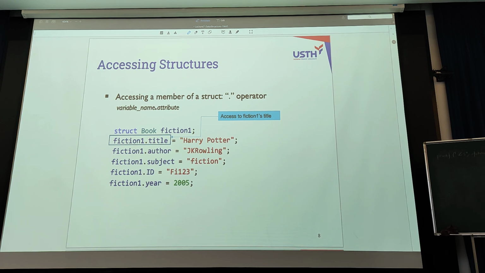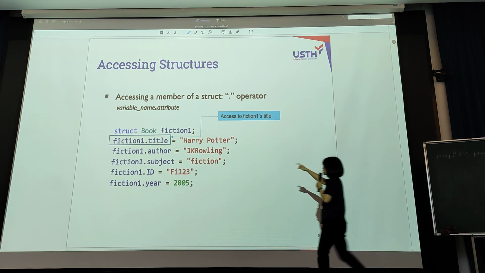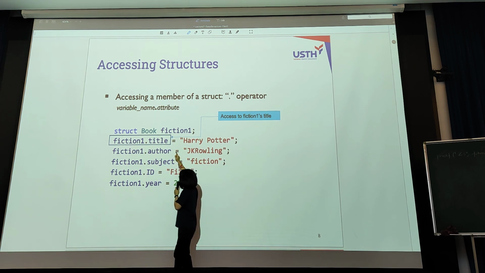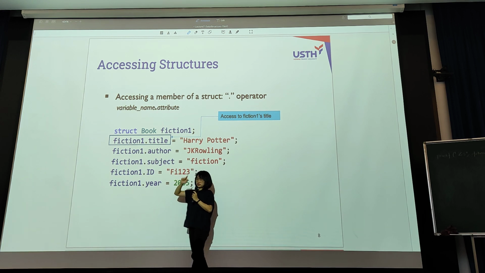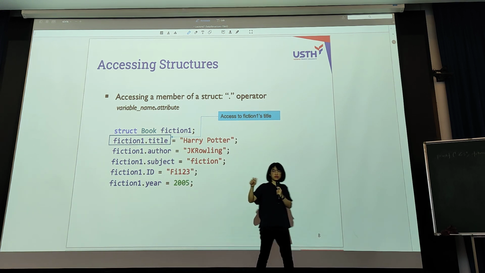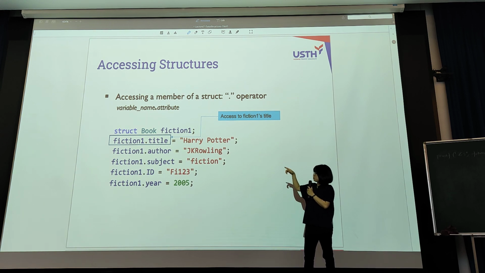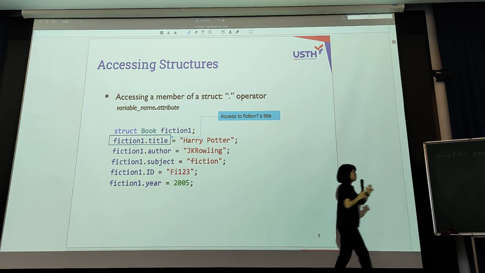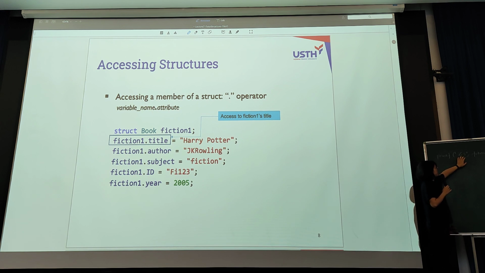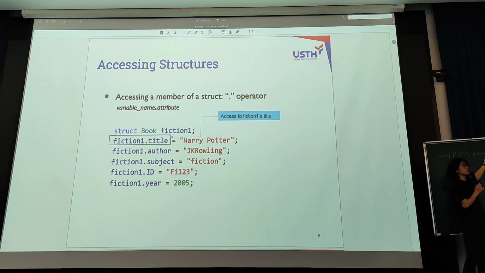She writes correctly. Let's say after these initializations, you have a variable fiction one, and fiction one point title is a variable that has the data type of an array of characters, or a string. So if you want to print out the title of fiction one, you use printf, and the format should be a string. And then to access the title, you use fiction one point title. That's it. Very good.